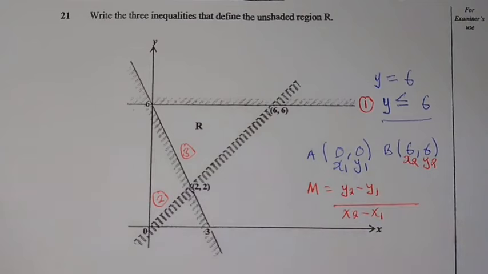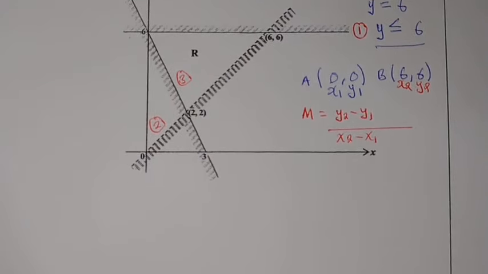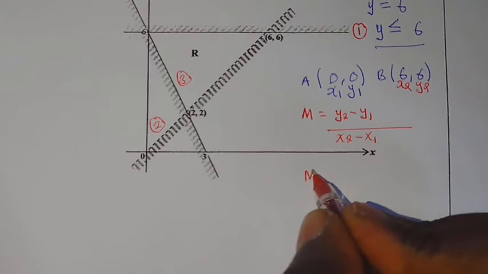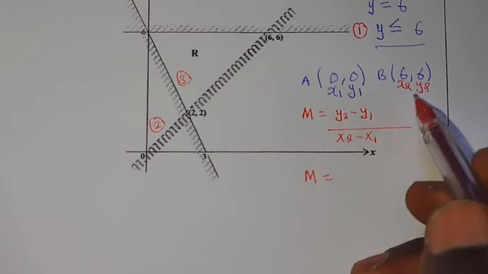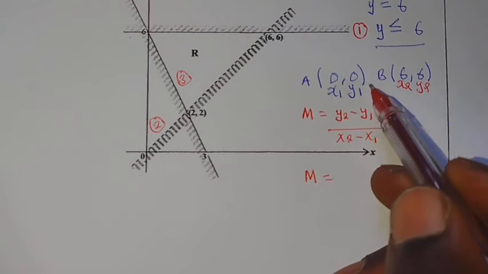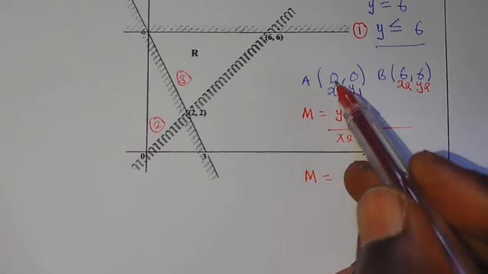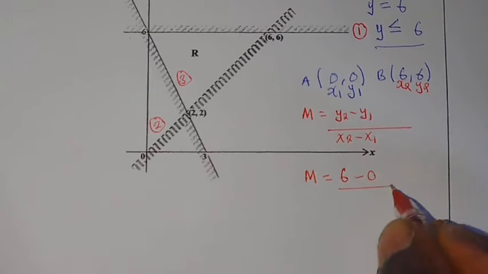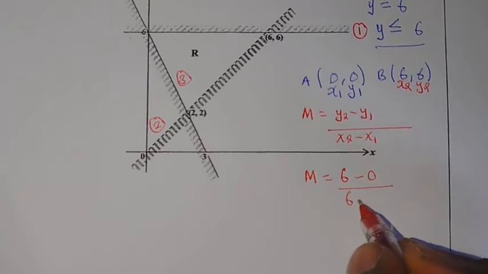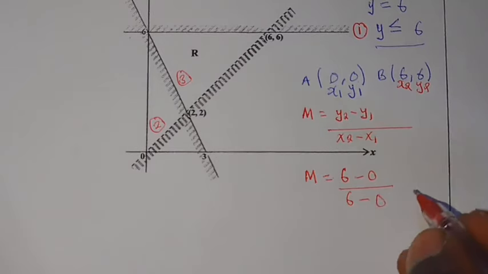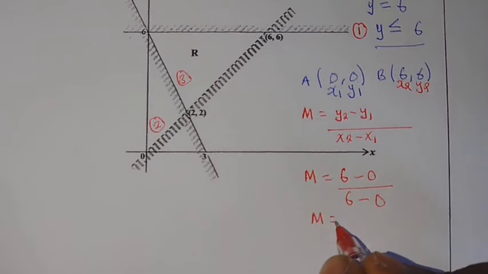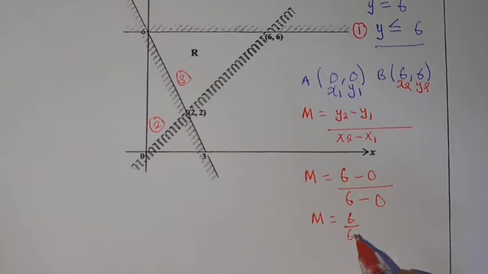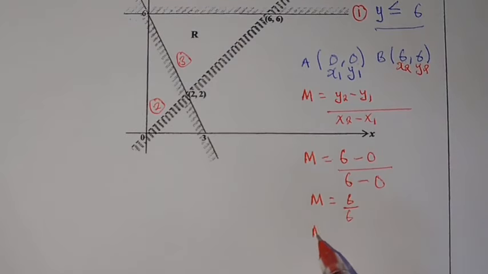So from here, we are just going to substitute in where we say m equal to. So y2 is 6, y1 is 0. Then x2 is 6, x1 is 0. So we just put in 6 minus 0 over 6 minus 0. So from here, we can say m equal to, so 6 minus 0 gets 6 over 6 minus 0 gets 6. So m is equal to what? 1. This is the gradient.